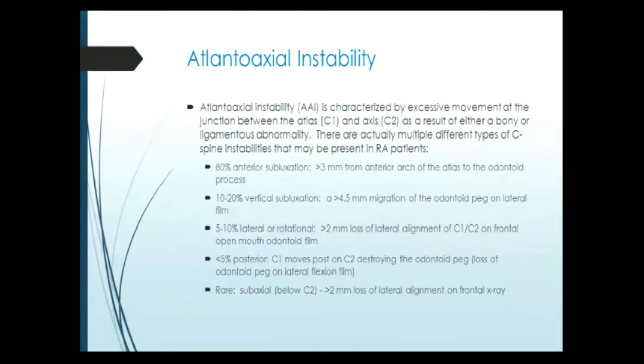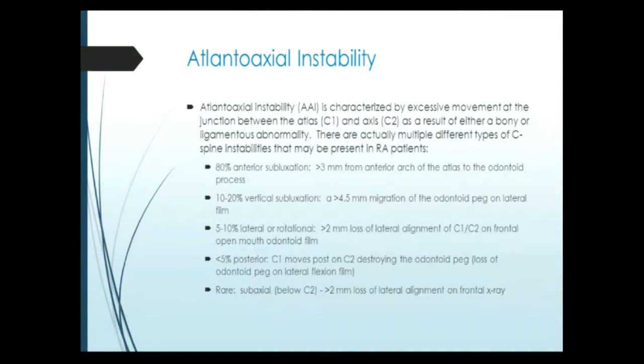That's about 80%. 10 to 20% are vertical, so up and down subluxation, which is a migration of the odontoid peg upward, and that is actually quite dangerous. We have what they call atlantoaxial settling, which is when the odontoid peg actually goes into the foramen magnum and settles. Settling, into the brain, which is not a good thing. Then 5 to 10% are lateral rotational, which is a loss of alignment of C1 on C2, and that's much less common.